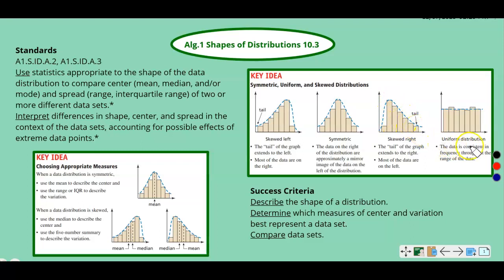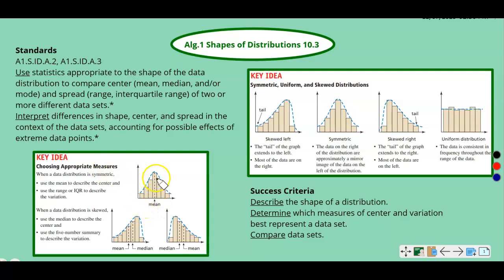If it's uniform, it will be pretty level. So you can see that all the data is pretty much the same across the board. That's called a uniform distribution. So these are different shapes that we will see, and that's important to know. All right, another key idea is being able to choose the appropriate measure.